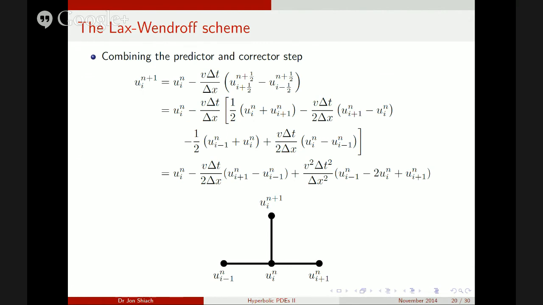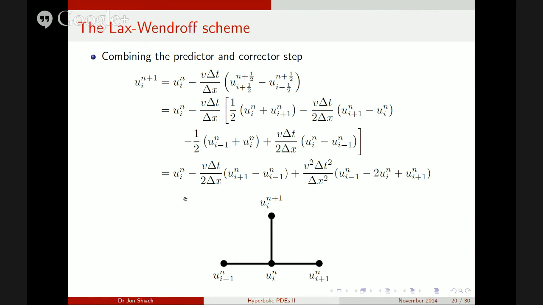After a bit of algebra, we have something which resembles the forward time centered space scheme. The first two terms here are forward time centered space, but we have an additional term that looks like a second order symmetric difference. The actual stencil for the full Lax-Wendroff looks like this. So that's the Lax-Wendroff scheme.